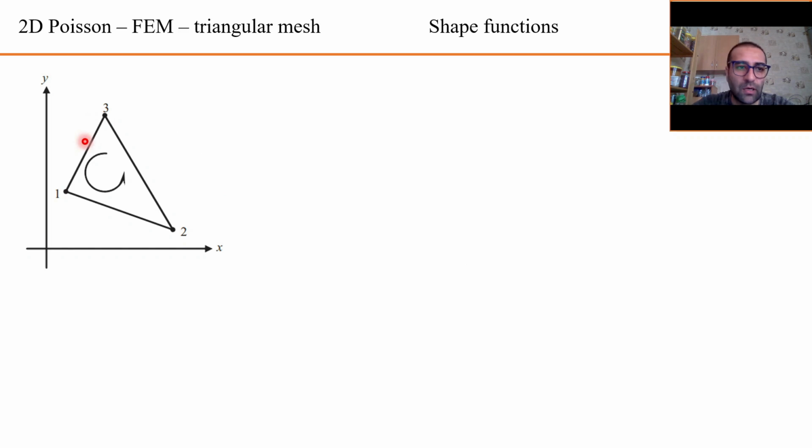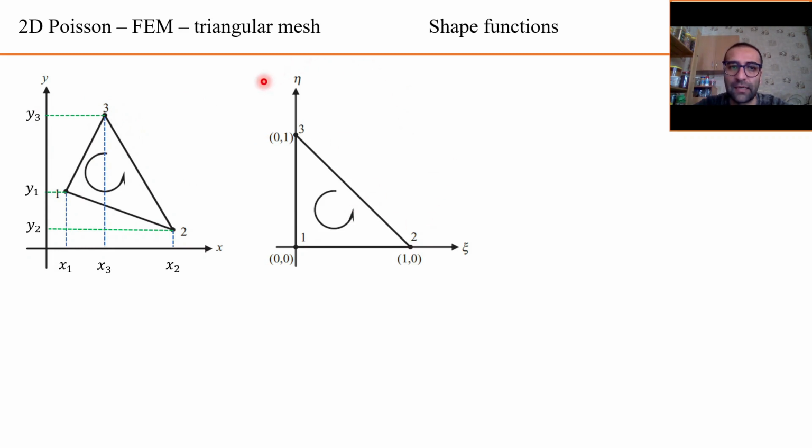Imagine we have a typical, let's say, triangular mesh. We know the position of each node. Here, for example, for node number 1 we have x1, y1, for node number 2 we have x2, y2, for node number 3 we have x3 and y3. But it is convenient for our calculation to, let's say, map this triangle onto some other coordinate.